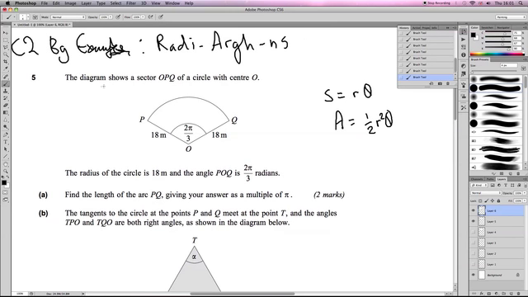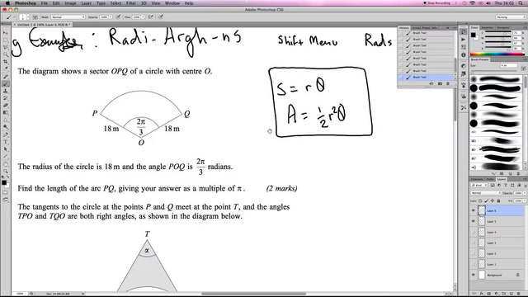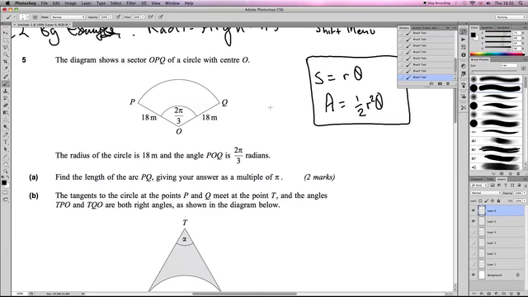Once you know you're in radians, hence that word there, you want to swap your calculators into radians. If you remember right, you want to do shift menu, scroll down to your angles and select radians or rads or rad. These are the two equations you need to know. Literally, you need to know them off by heart. Let's just jump straight into it.